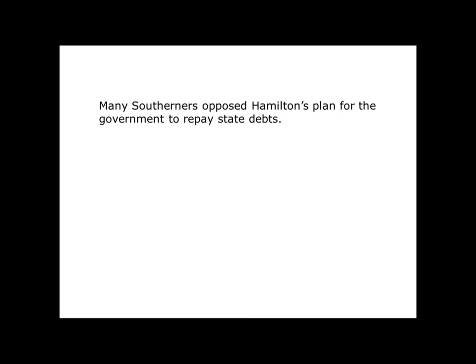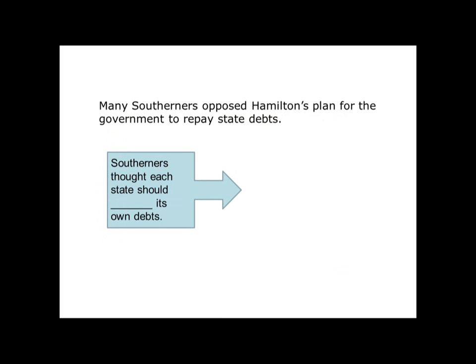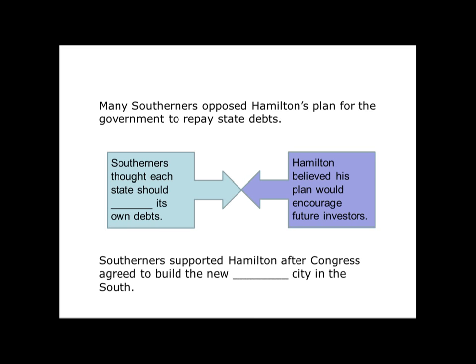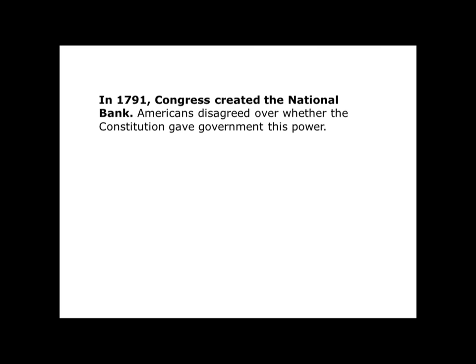Many Southerners opposed Hamilton's plan for the government to repay state debts. Southerners thought each state should repay its own debts. Again, this was part of states' rights. Hamilton believed his plan would encourage future investors. Southerners supported Hamilton after Congress agreed to build the new capital city in the South. And this, of course, is Washington, D.C.